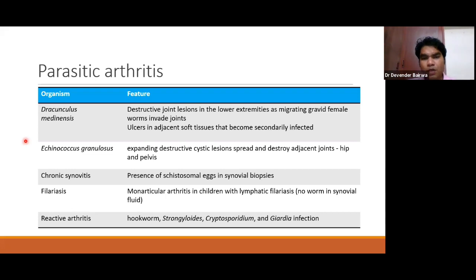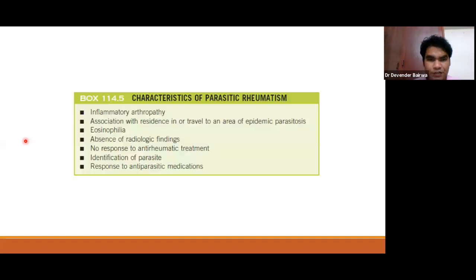There can be a monoarticular arthritis in children with lymphatic filariasis. Many patients of lymphatic filariasis, specifically the pediatric age group, can present with a monoarticular presentation. Although there is no filaria in that synovial fluid, this monoarticular arthritis secondary to filariasis will respond to diethylcarbamazine. Then there can be rheumatism secondary to hookworm, strongyloides, cryptosporidium, and giardia infections.